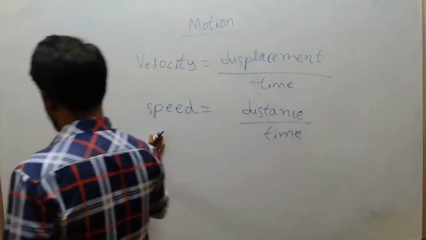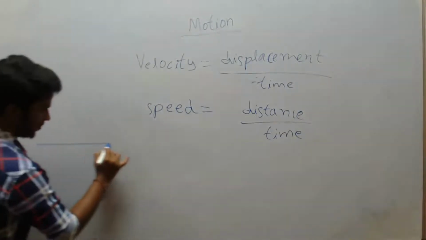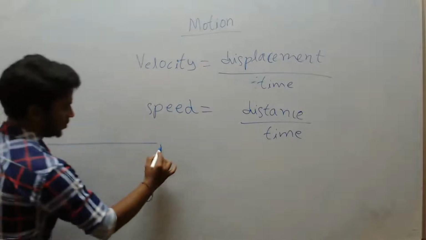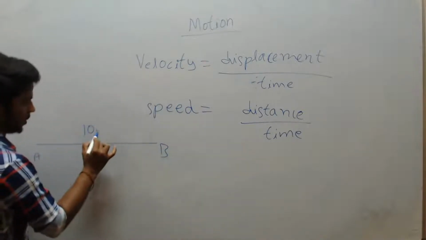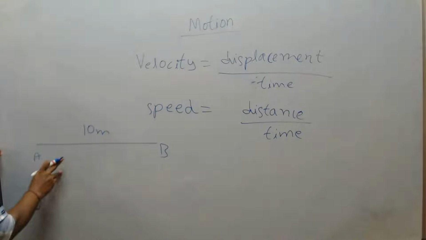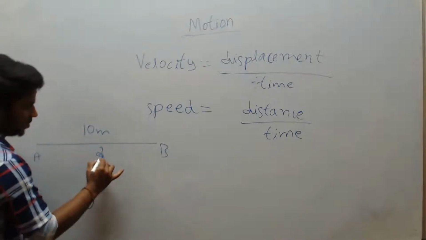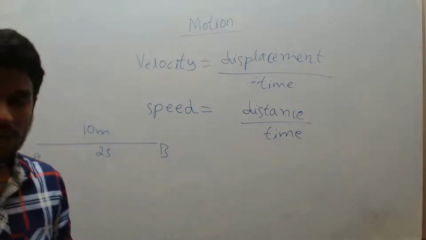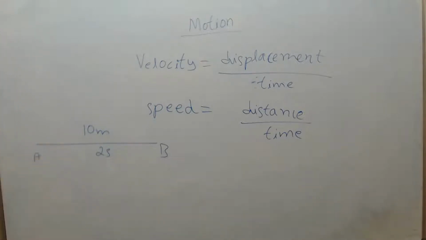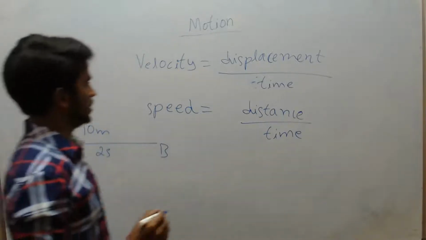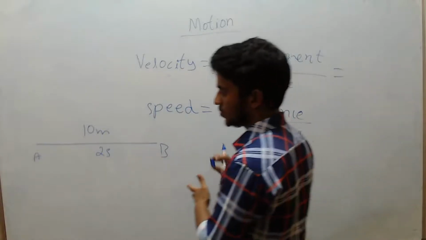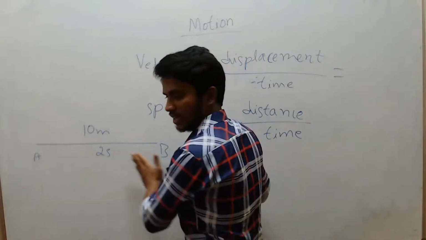Okay. See here. So now consider one example. One object, A to B. Say distance is 10 meter. One object will cover 10 meter distance in 2 seconds. I will ask what is the speed and what is velocity. Okay. First calculate the velocity. So if you want to calculate velocity, then you should know displacement. So displacement means what? Shortest distance between A and B.